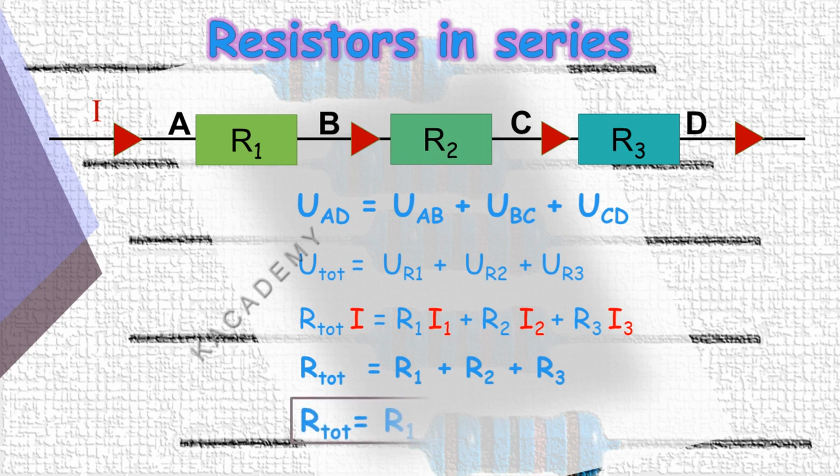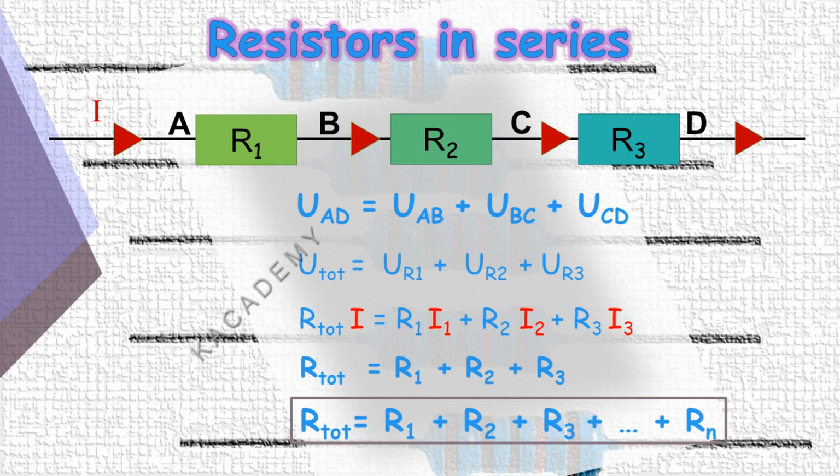Keep in mind that the formula we just derived holds for any number of resistors connected in series. We just add their values to get the total resistance. It's also important to note that in series circuits, R equivalent is greater than all the individual resistance values, as it is obtained by summing the values up.